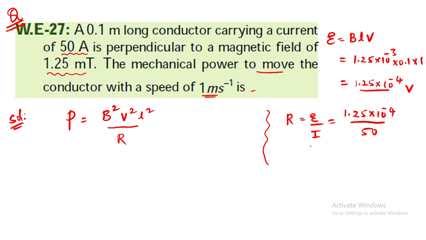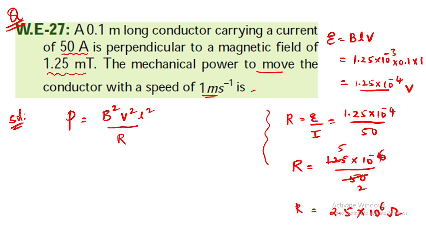And the current is 50 amperes. So resistance will be equal to 125 into 10 power minus 6 divided by 50. So with the 25 can I cancel? 25 fives are 125, and this is 2, so R is equal to 2.5 times 10 power minus 6 ohms. You got the same answer? Yes.